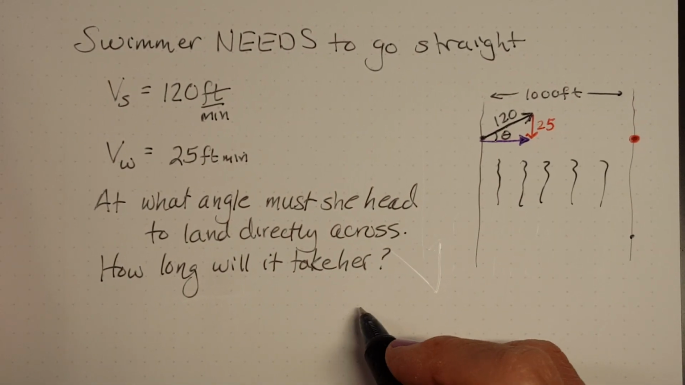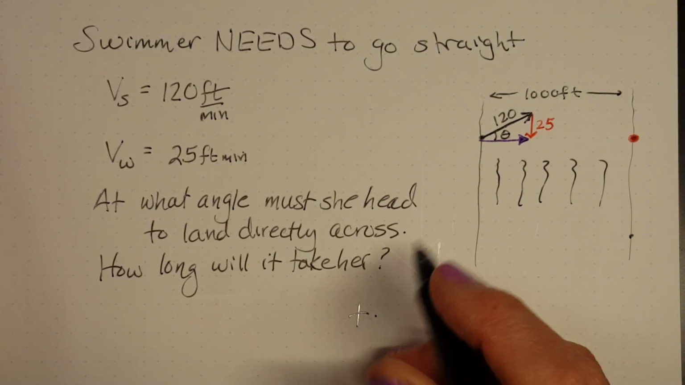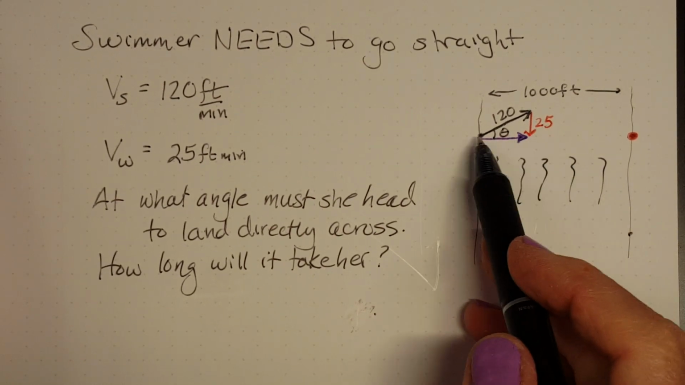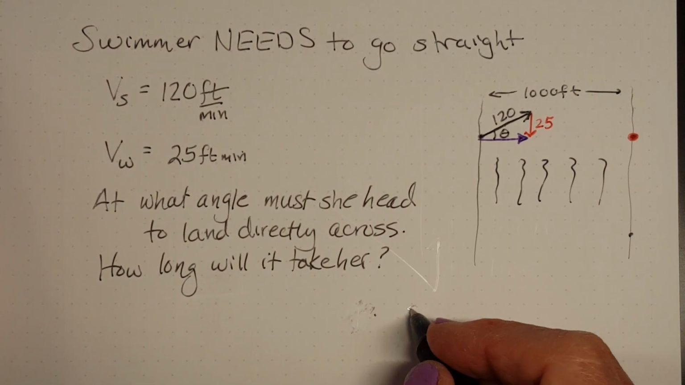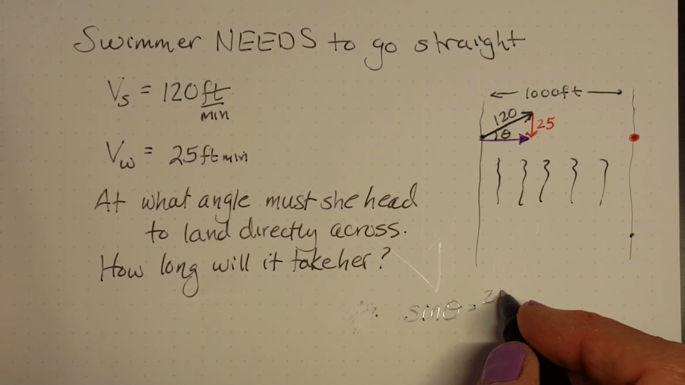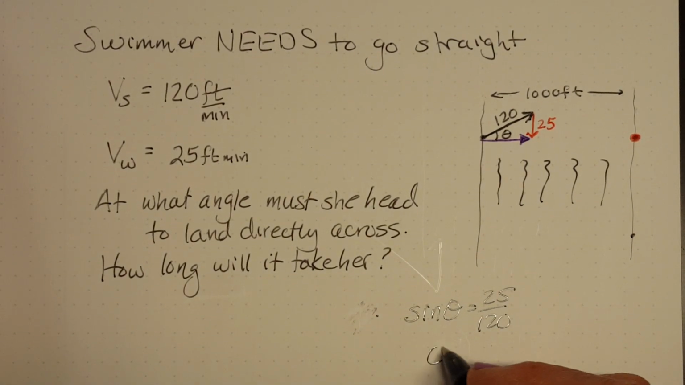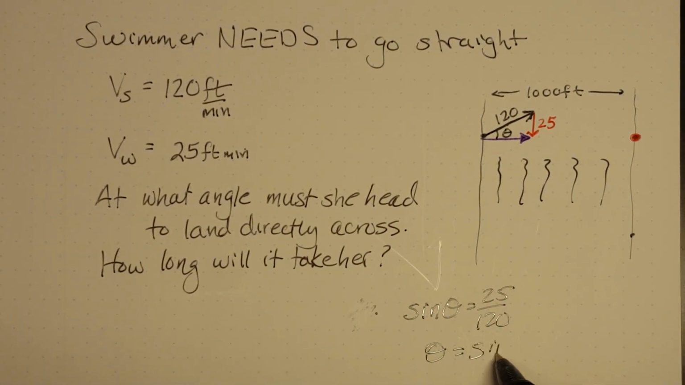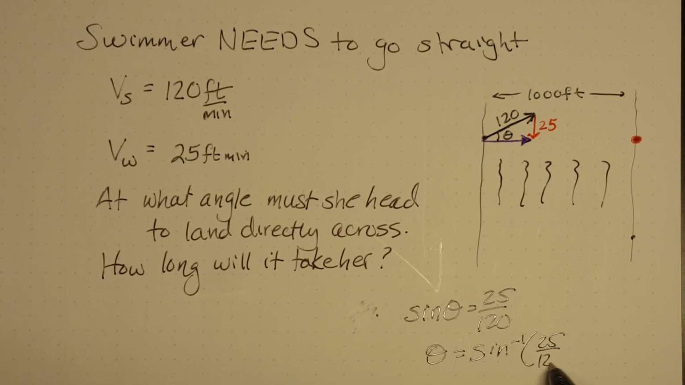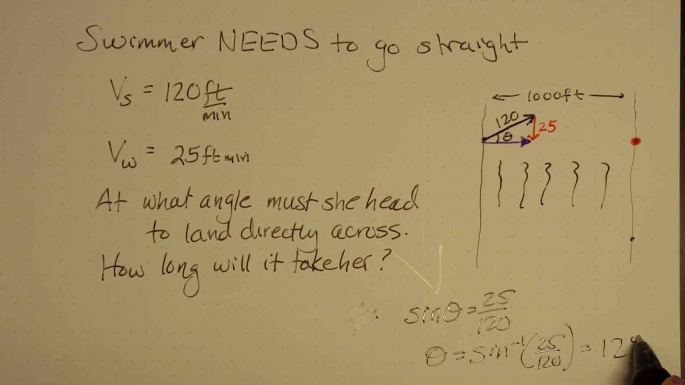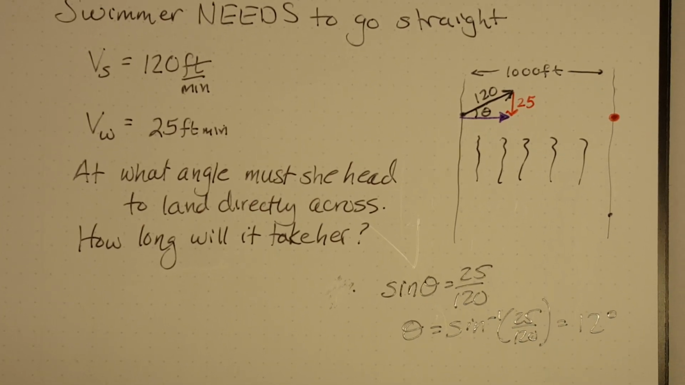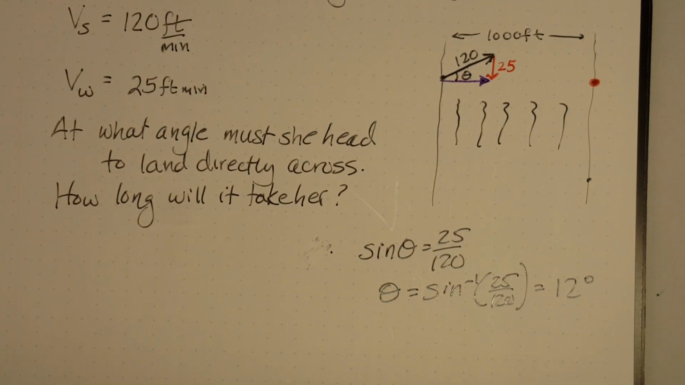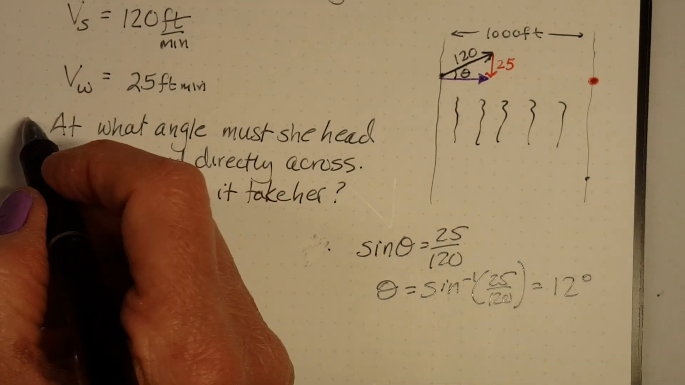So we can use the sine of the angle because we know the opposite side is 25 feet per minute and the hypotenuse is 120. So the sine of that angle is 25 over 120. So the angle will be the sine inverse of 25 over 120. And when you do that, you get a 12-degree angle. So she has to head 12 degrees upstream, okay, or 12 degrees in standard position if you want to look at standard position. So that's the answer to part A.